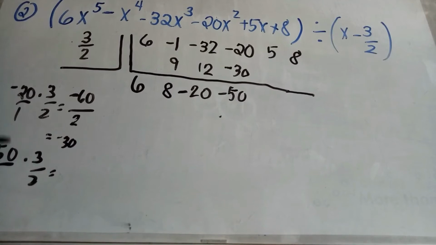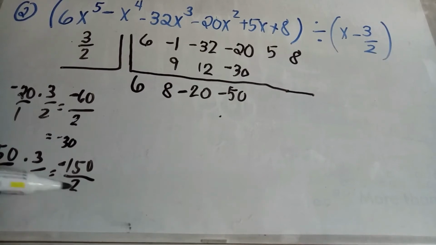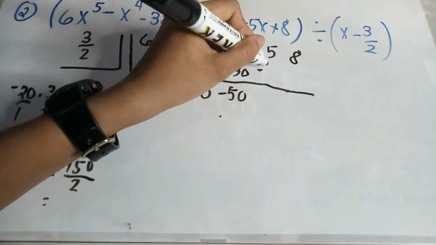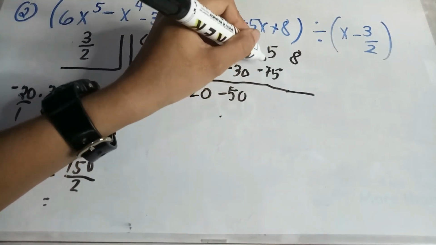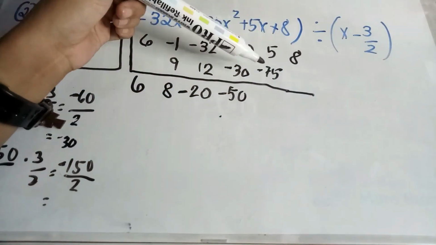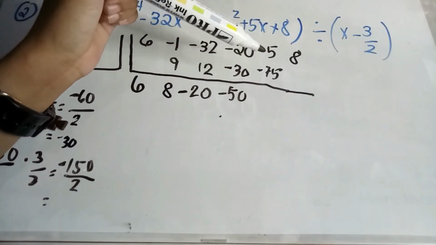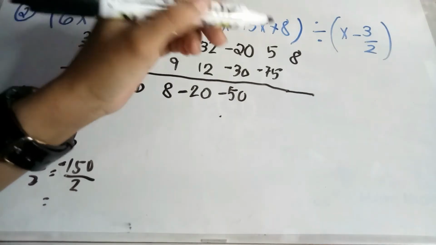So we have 50 times 3, that is 150, negative. Then 2 times 1 is equal to 2. 150 divided by 2, that is 75. Then copy the sign, which is negative. So we have negative 75. Then plus 5. Negative 75 plus 5. So we have negative 70.